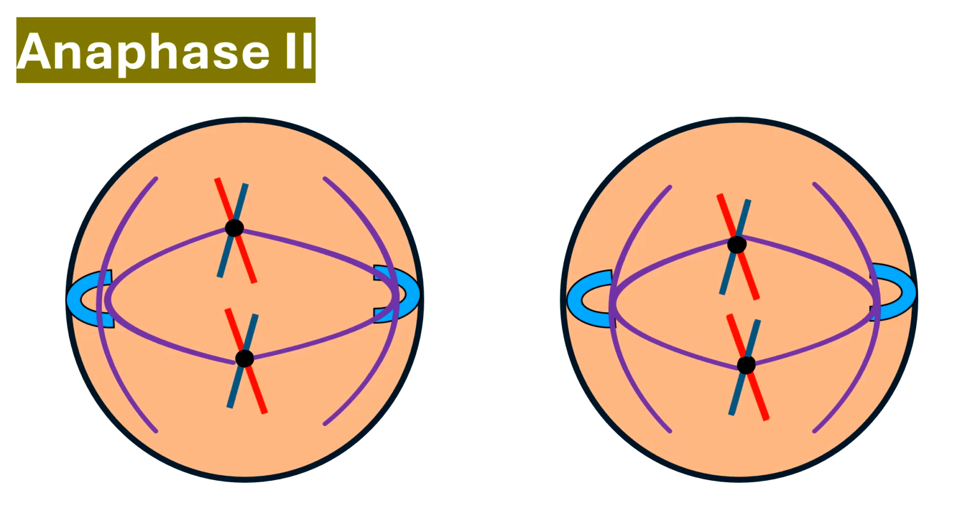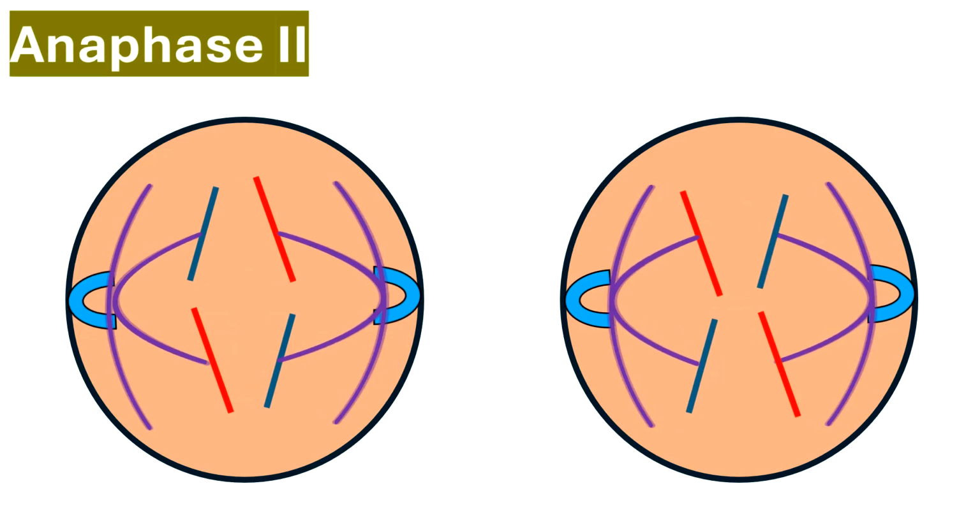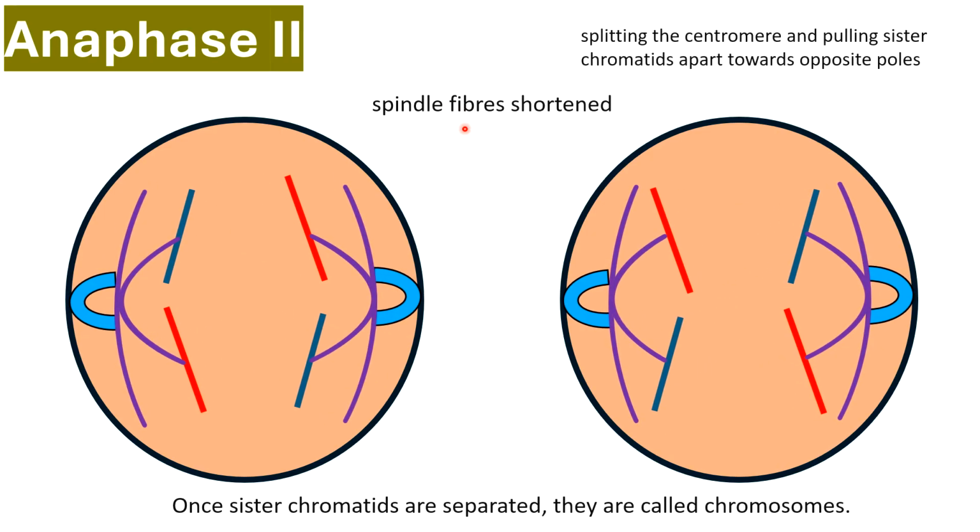Anaphase 2, what happens? Oh, the spindle fibers have shortened, as you see, these purple things have stretched to the sides. They shortened. They split the centromere, so you can see the black circle isn't here anymore. It's split these in two, and it's pulled the sister chromatids, well, not necessarily sister chromatids, the recombinant chromosomes, apart towards the opposite poles of the cells, the opposite ends. And now once these are separated, they're called chromosomes.